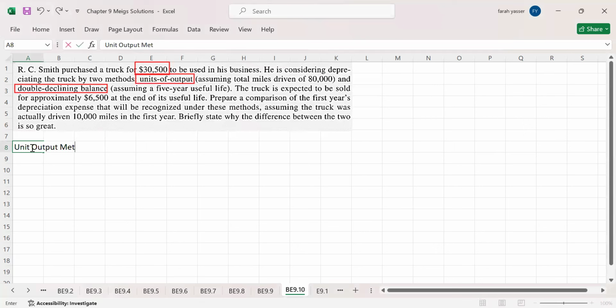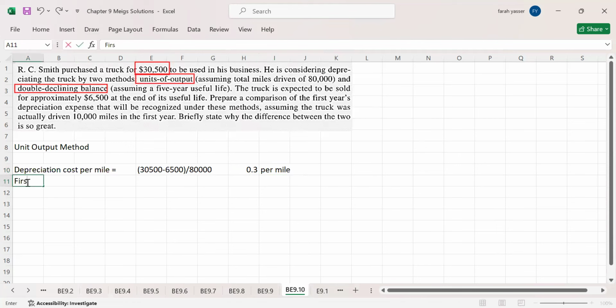Unit output method. And for unit output method, we will have to calculate depreciation cost per mile, or you can say per unit. So the method is, we deduct first of all residual value from cost, which residual value is given 6,500. And then this depreciable cost will be divided by the total number of miles driven by that truck, which is 80,000. So depreciation cost per mile or per unit will be 0.3 per mile.